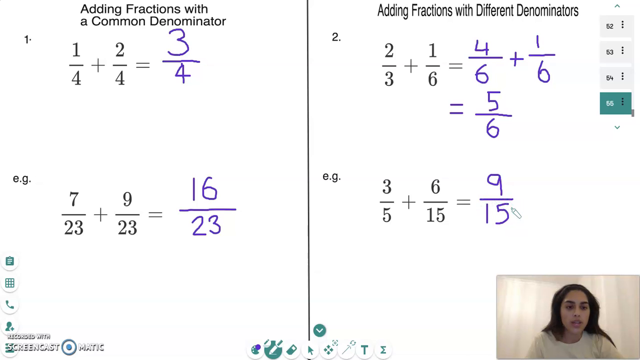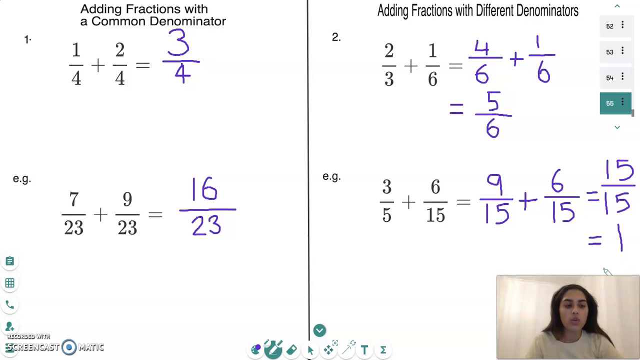Now we can see that 3 over 5, which is equivalent to 9 over 15, has a common denominator with 6 over 15. So we can simply go on to write the rest of the question. 9 over 15 plus 6 over 15. And that would give us, what would that give us? Well done, 15 over 15, which is equivalent to 1 whole.